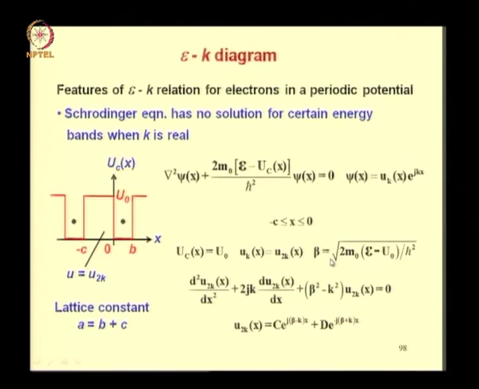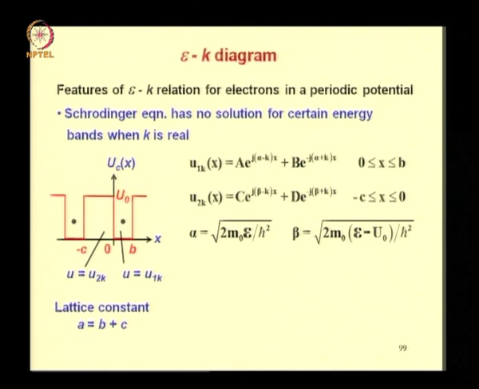Now in terms of this beta, if you write the differential equation for u2(x) obtained by substituting this function into this Schrodinger's equation, then this is your differential equation and this is your solution. This is similar to the solution u1(x) with alpha replaced by beta. So this is the summary of the solution for u1(x) and u2(x), valid for the two ranges, x between 0 and b and x between minus c and 0.